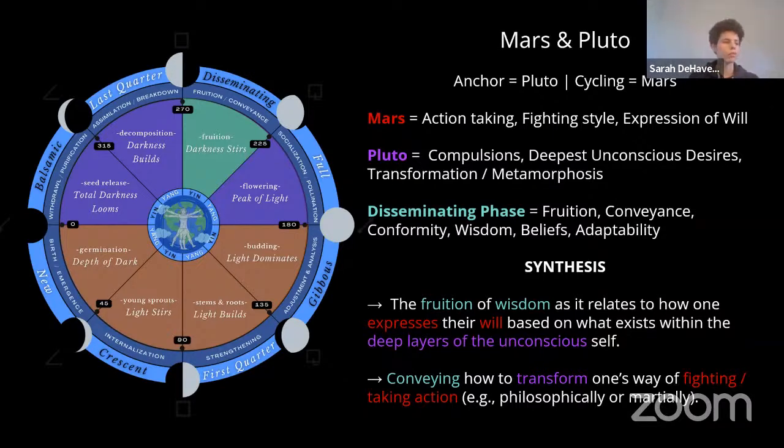We are seeing that fruition at this point, the fruition of their wisdom. In turn, we could see it going even further in the following example, where they begin to convey how to transform one's way of fighting and taking action, as an example, perhaps philosophically or martially, like in a martial art, right? We could see that during this phase between Mars and Pluto.